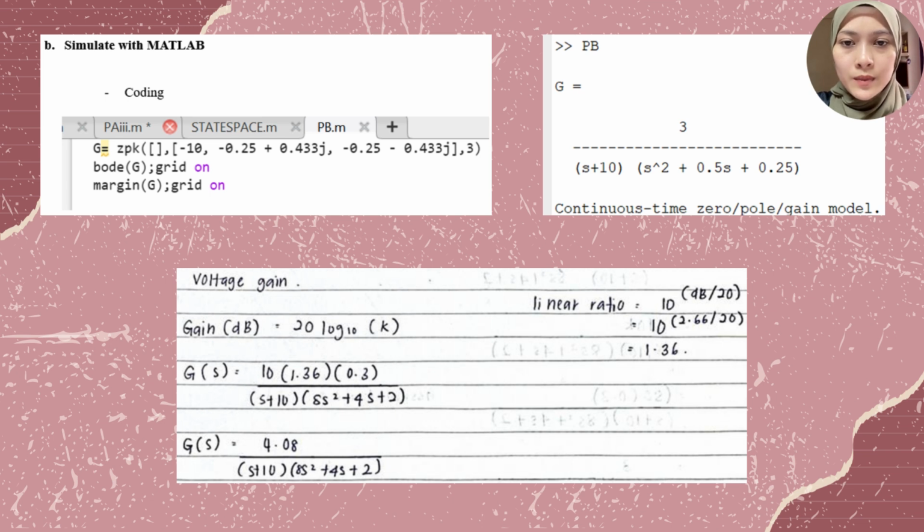At the bottom, we include manual calculation for voltage gain. The gain in decibel was converted to the linear ratio, and the final transfer function was derived step by step. This helps us validate the MATLAB result with hand calculation and ensure accuracy.